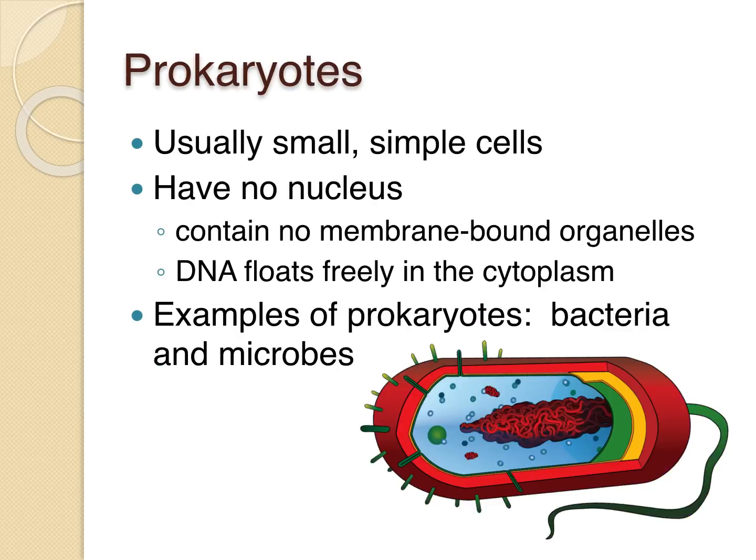Prokaryotes are usually small, simple cells. Examples would be bacteria and microbes. They don't have a nucleus. That's the main difference between a prokaryote and a eukaryote. You can see from that picture at the bottom, the DNA of this bacterial cell is that red swirly stuff in the middle. So there's no nucleus in that cell at all. The DNA just floats freely in the cytoplasm.